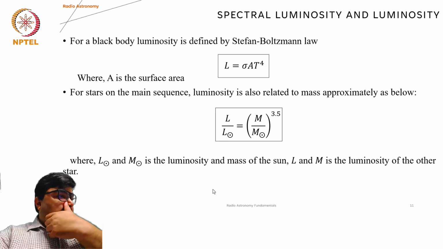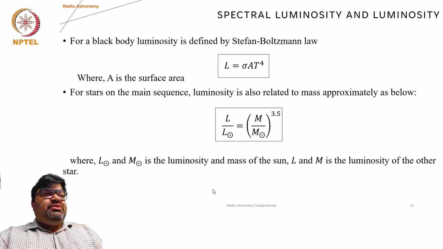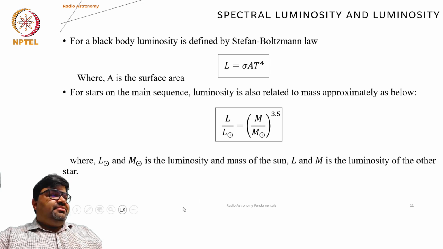You also note that for the black body, we will come later in the next lecture to the Stefan-Boltzmann law in more detail, but here we're just relating that L is related to T, the temperature of the black body, as sigma A T to the power 4. Sigma is the Stefan's constant. We talk about it more later.